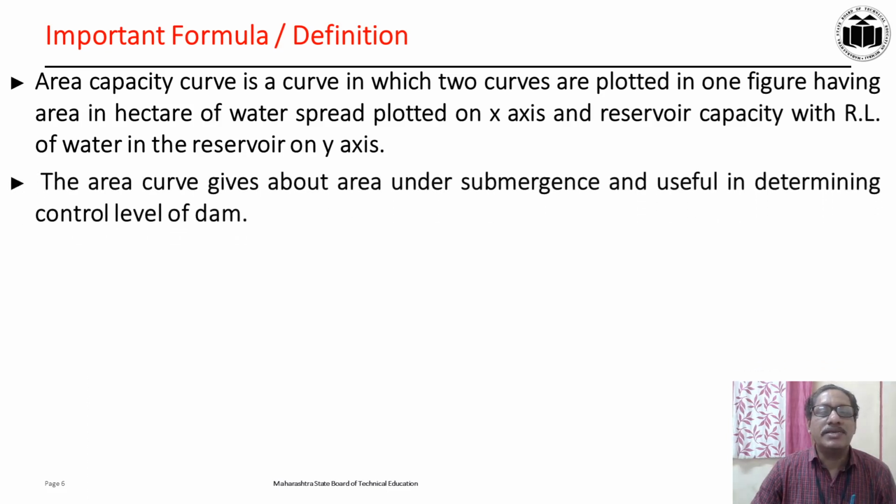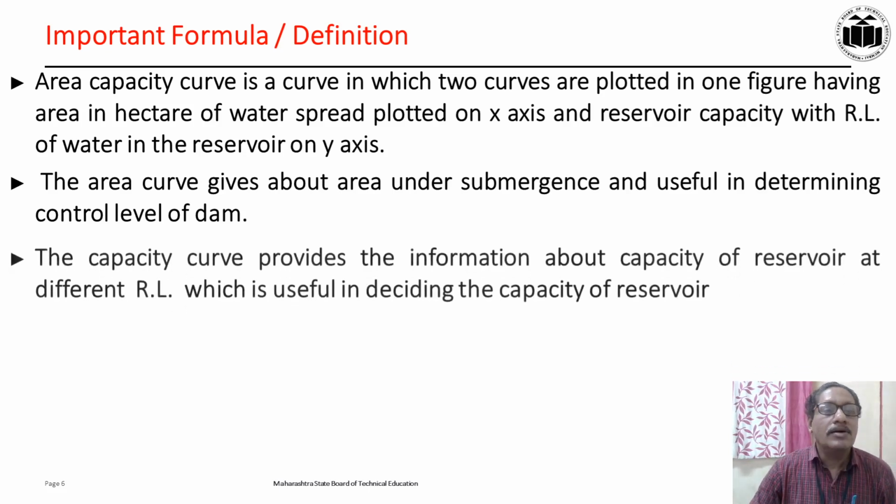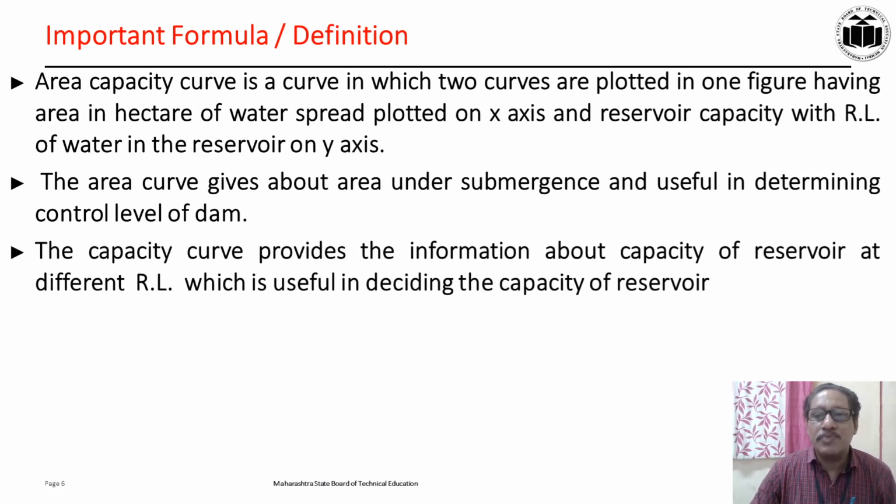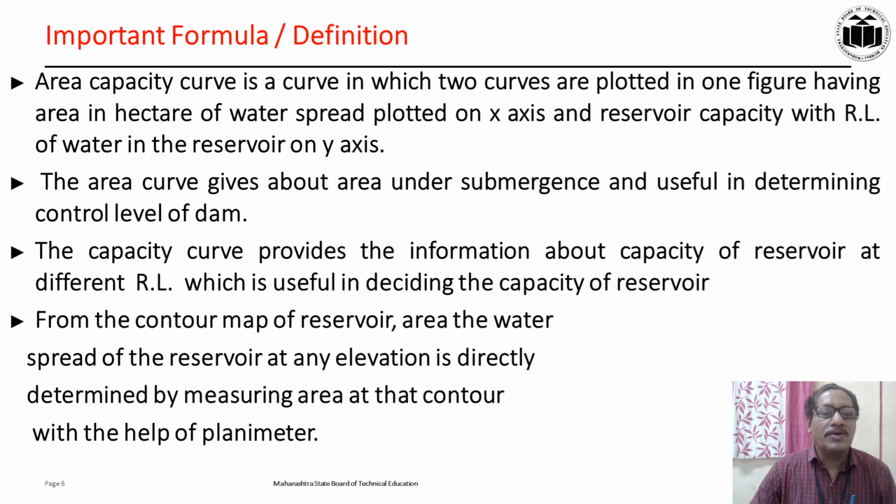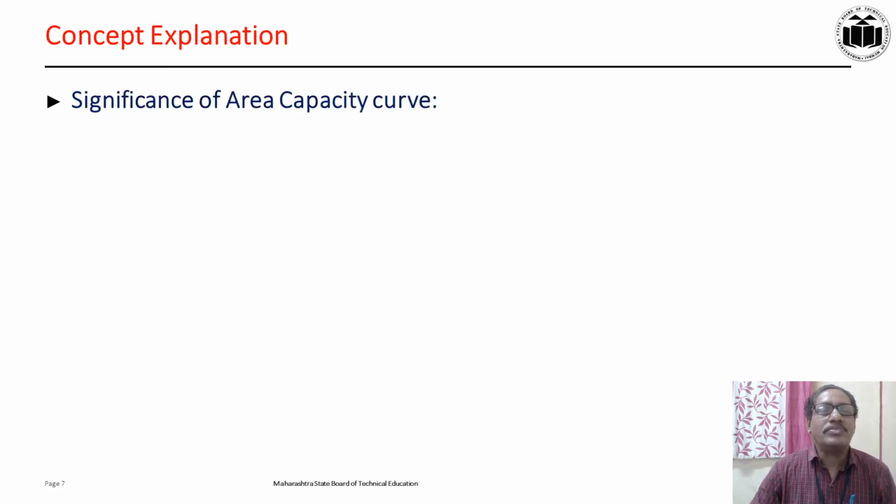The area curve gives the area under submergence and is useful in determining the control levels of the dam. The capacity curve provides information about the capacity of the reservoir at different RL, which is useful in deciding the capacity of the reservoir. From the contour map of the reservoir, the area of water spread of the reservoir at any elevation is directly determined by measuring the area at that contour with the help of a planimeter.